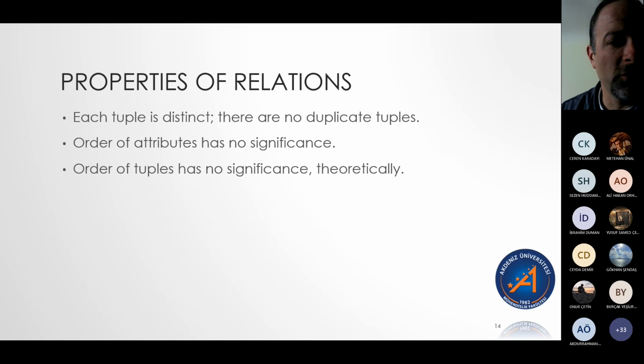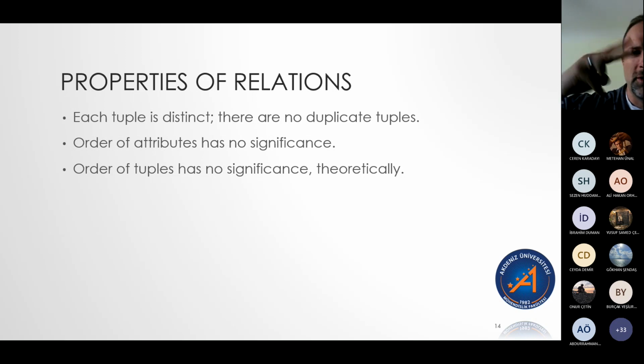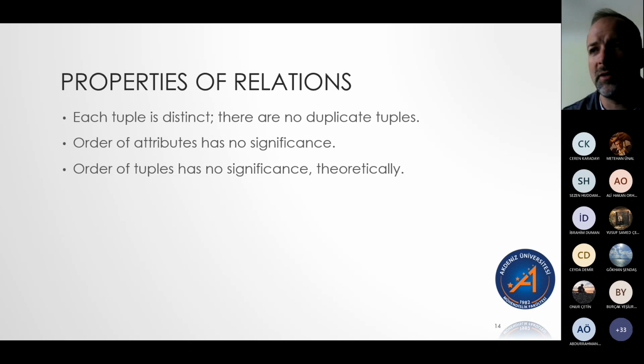There are no duplicate rows, so in a database system, we'll talk about how to make sure that no duplicates exist. The order of attributes has no significance, so we can take the columns and reorder them however we want. No difference. Order of tuples, theoretically, in theory, has no significance either.